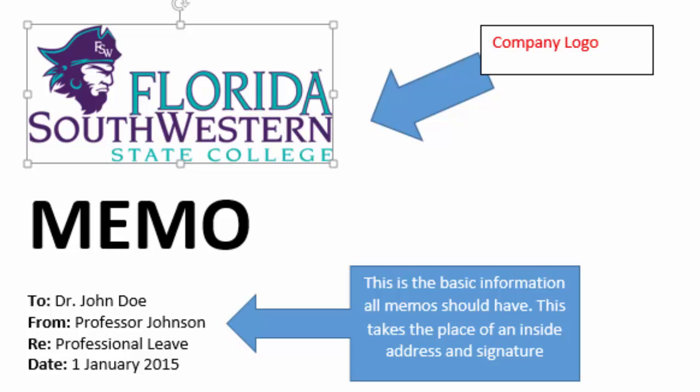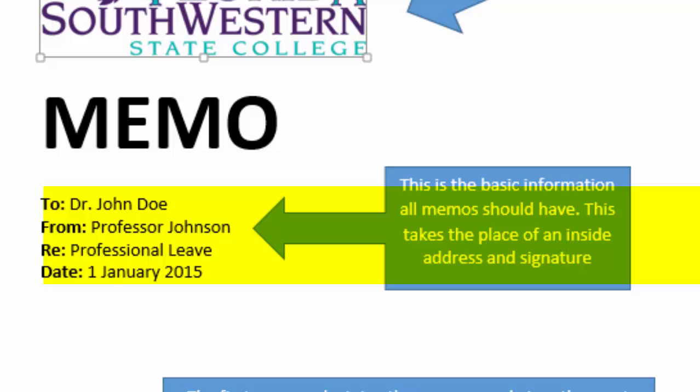The next section of the memo includes the information about the sender, the person who will receive the memo, the subject, and the date. All memos follow this format: to, from, date, subject, which could also be said as RE. Some memos may have a line for a copy, CC. There is usually some kind of line or graphic separating the information from the rest of the page.